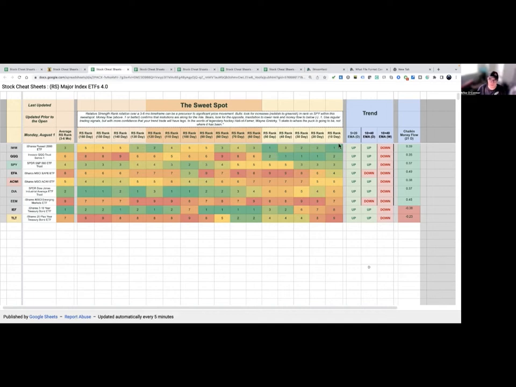So remember, what this is about is the rank, how price is increasing or decreasing relative to the benchmark. And then we stack rank all of these. So by extension, we're able to compare the relative strength of each of these ETFs against one another.